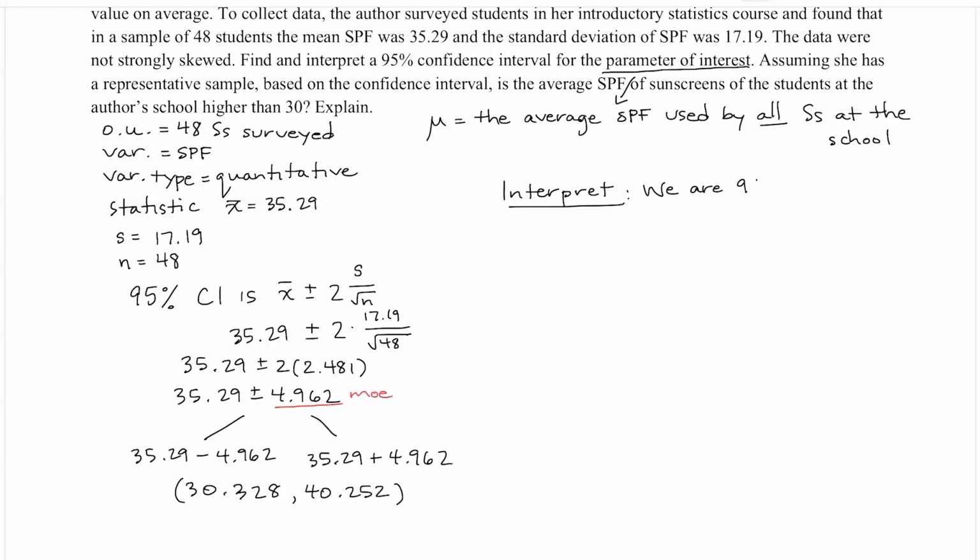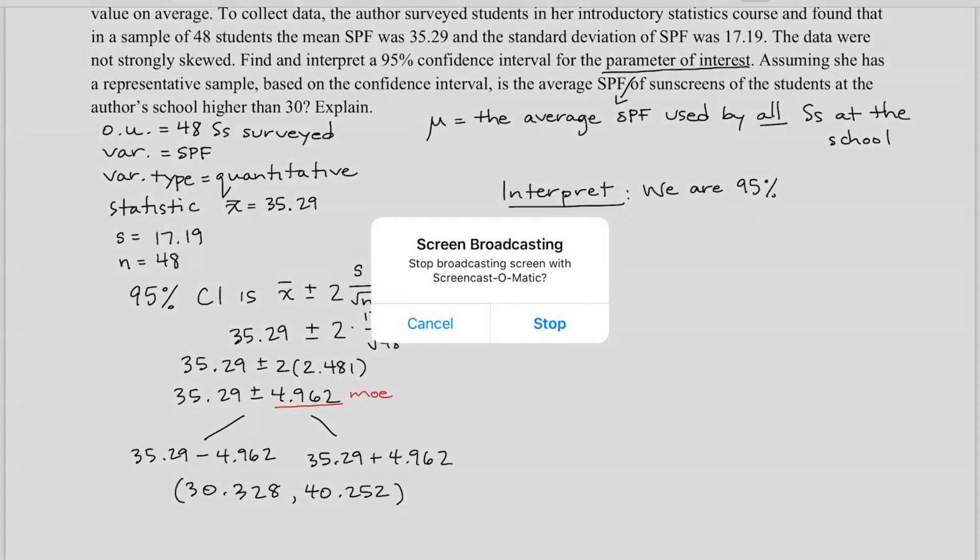Next thing is to interpret the interval. So we're going to have a sentence similar to the previous two that we did. We start with, we are blank percent confident, in this case, sorry.